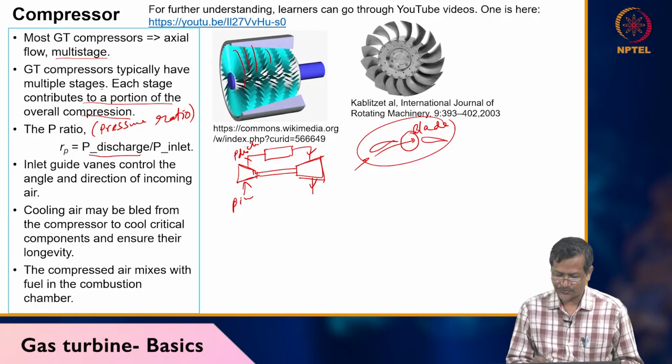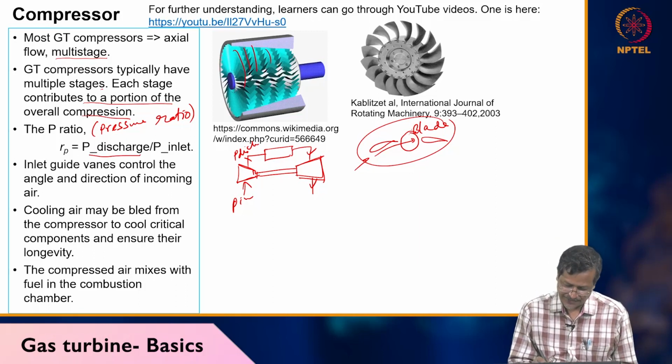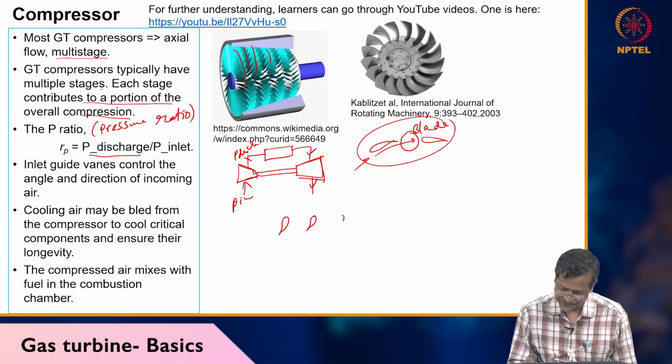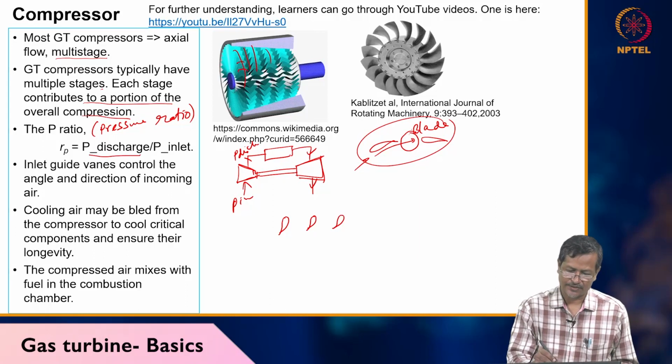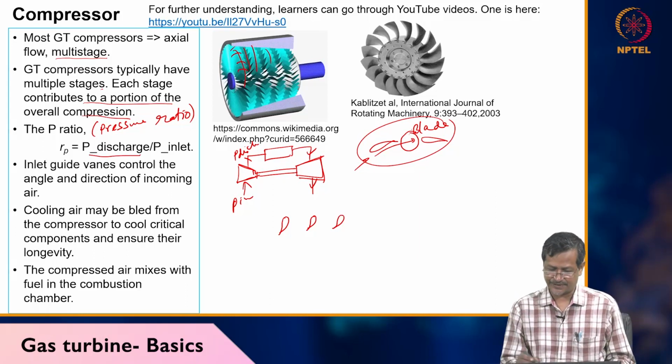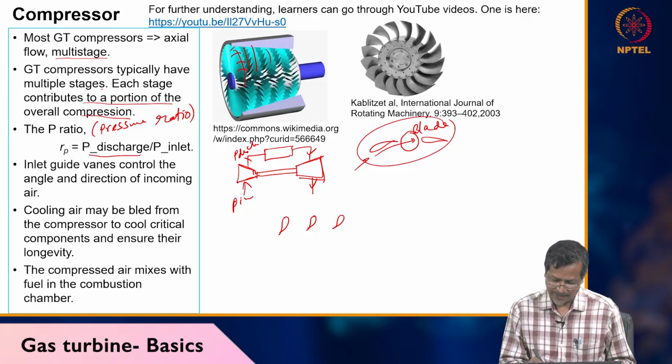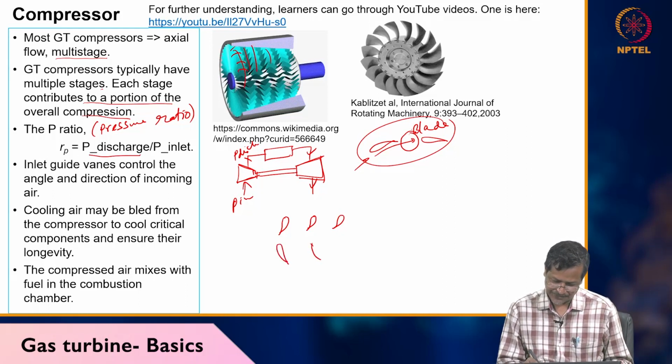Okay, so flow through stages, how it is working. Let's say the first stage turbine blade is here. Many turbine blades are there, for example this 1, 2, 3, 4, many blades are there. And fluid is coming here.